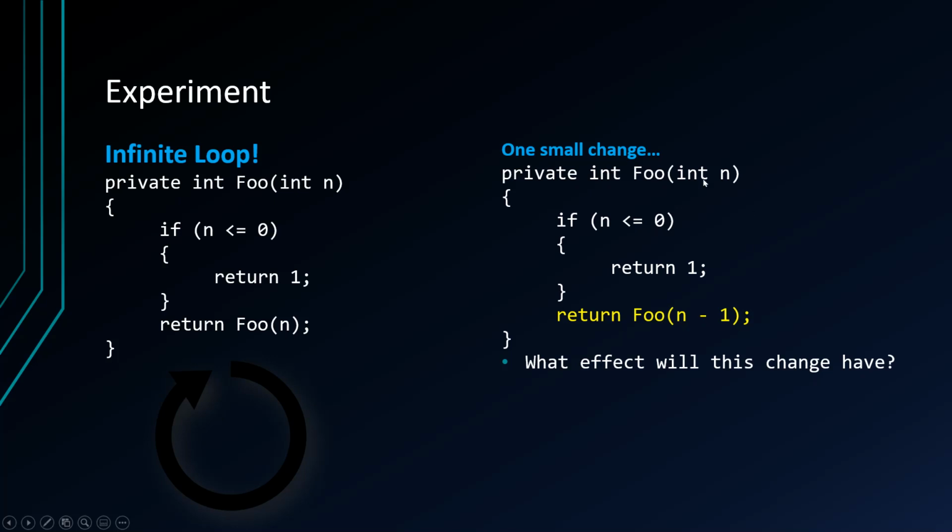So foo of 2. So it comes in here. Is 2 less than or equal to 0? No. We're going to try it again. Foo of 1. Is 1 less than or equal to 0? No. Now we're going to try foo of 0. Is 0 less than or equal to 0? Yes, it is. So it's going to return a 1, which then returns it back up the chain.